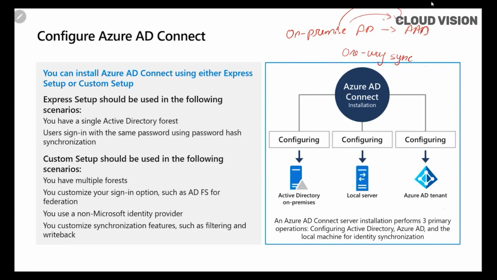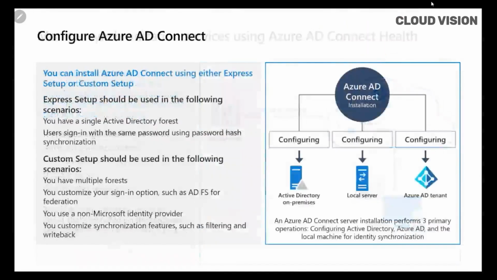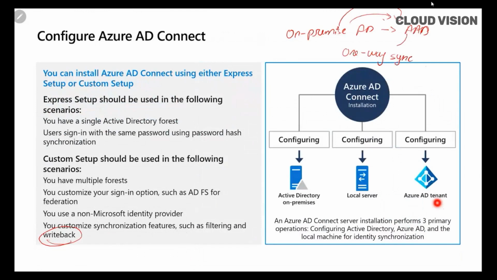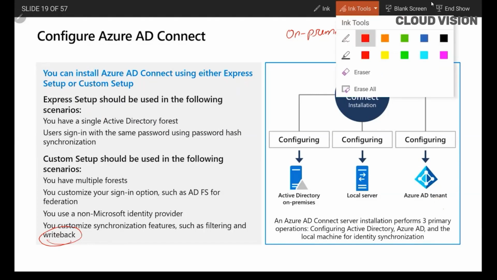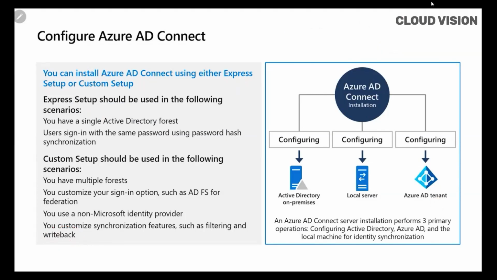But with the help of some write back features, you can choose to sync some of the identities or some of the attributes back to your on-premise Active Directory. What are these write back features? We have three kinds of write back features that are supported as of now. We have the password write back.